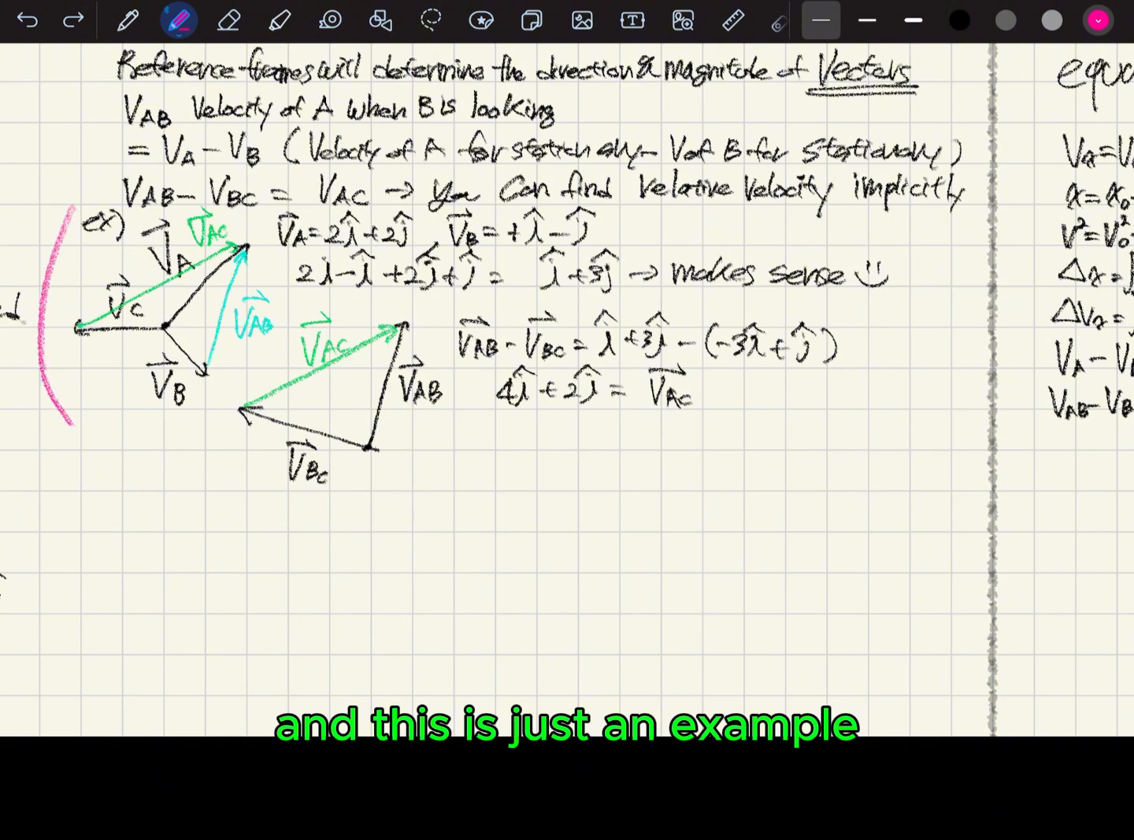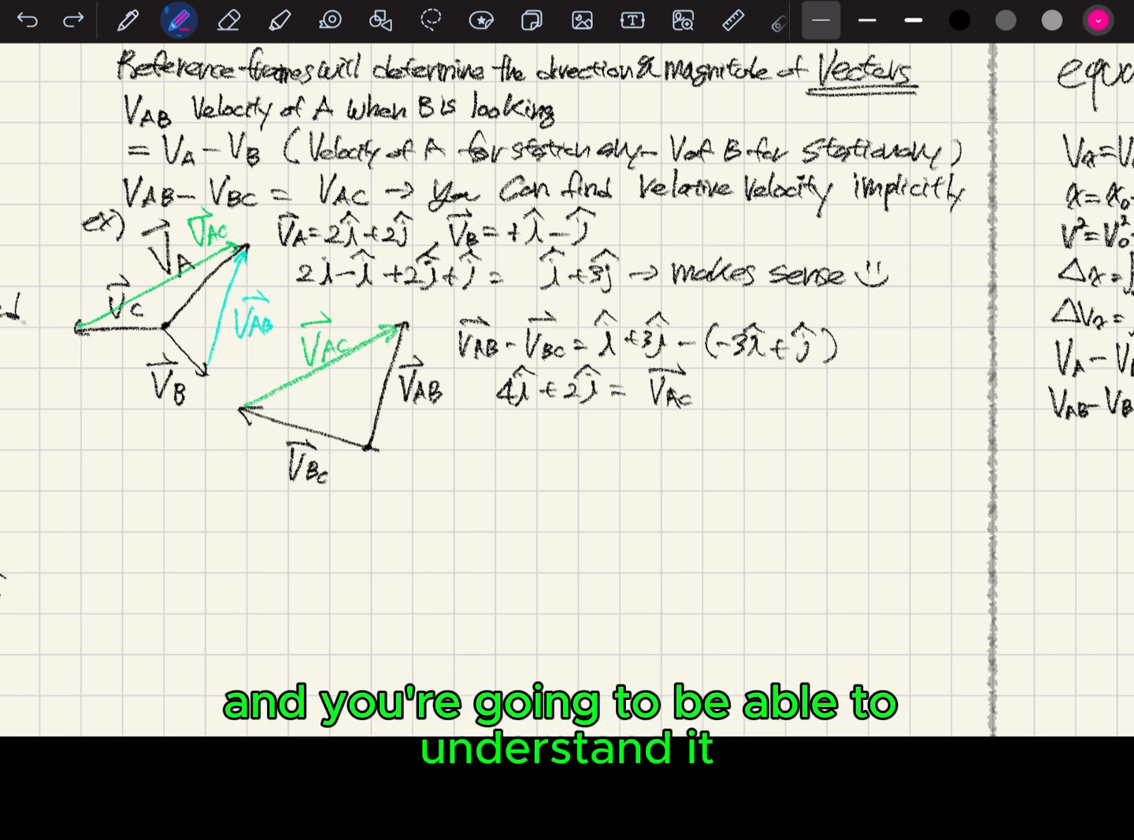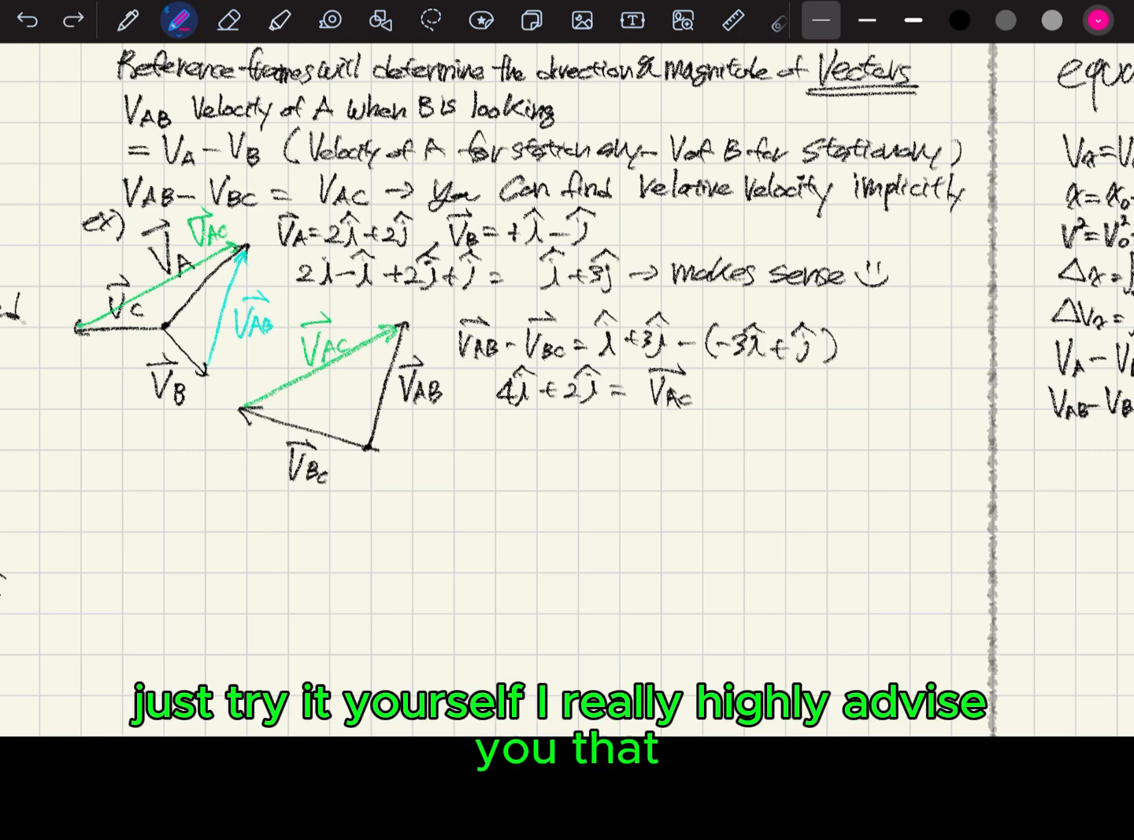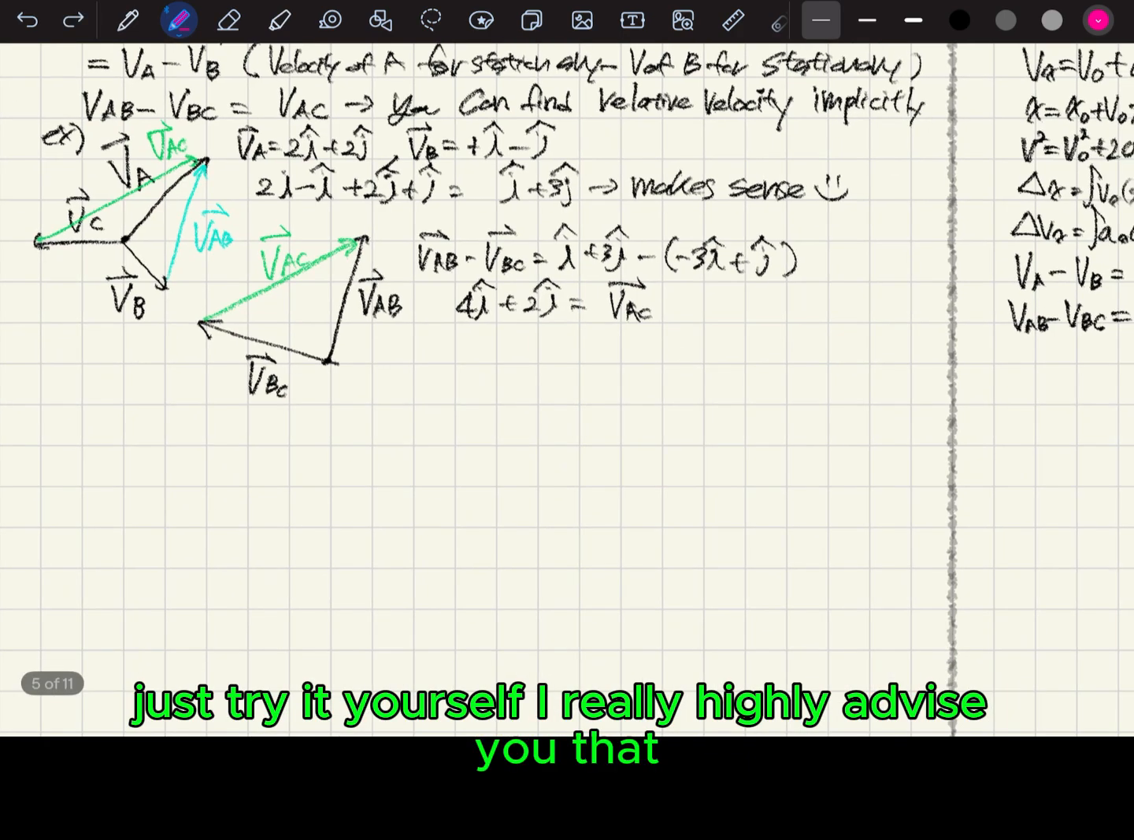And this is just an example. Just look at it and you're going to be able to understand it. Just try it yourself. I really highly advise you that.